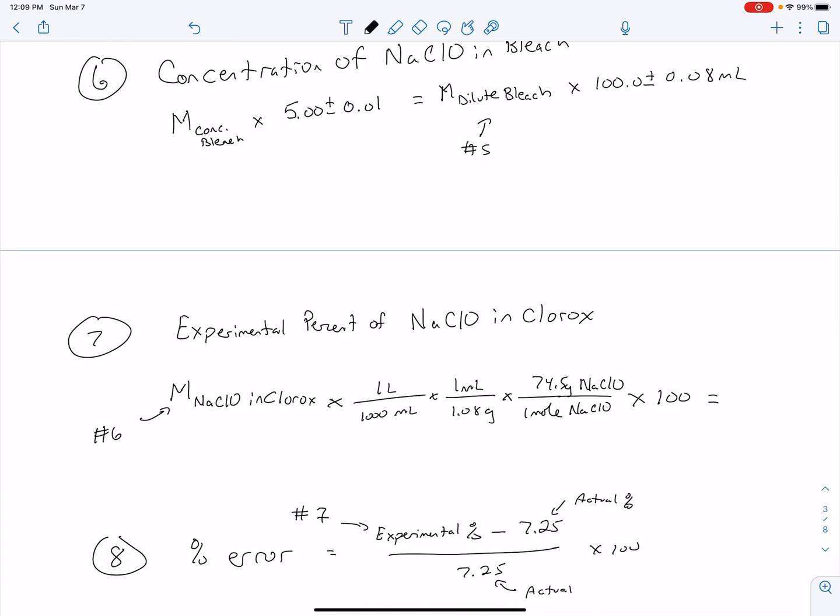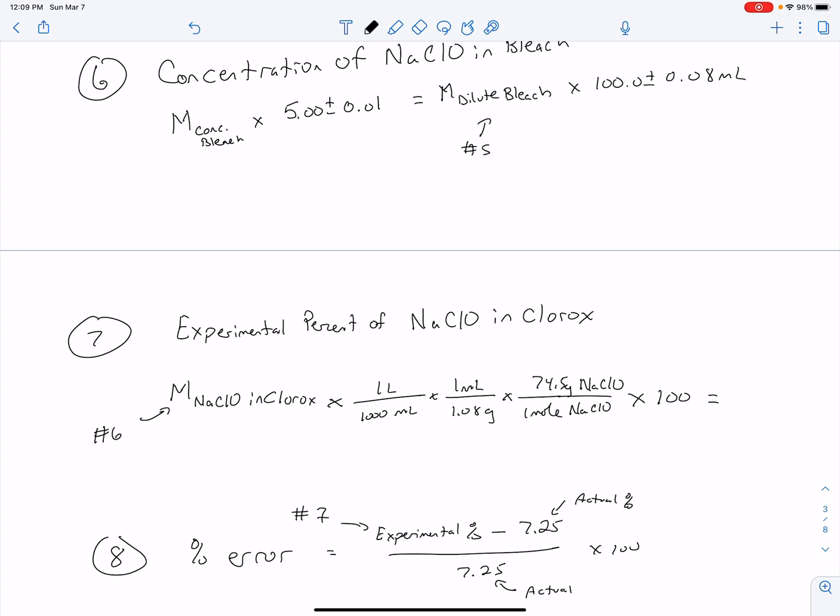I then took the molarity, so that's moles per liter. 1 liter is 1,000 milliliters. 1 milliliter is 1.08 grams. So what does that give me? That gives me the grams of solution. That 1.08 is the density of the bleach.